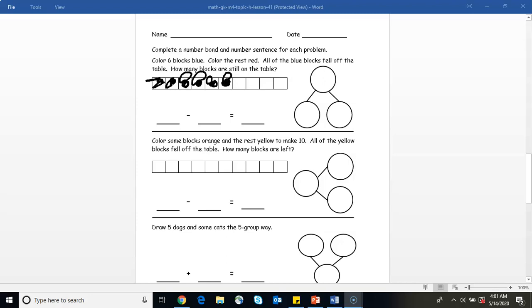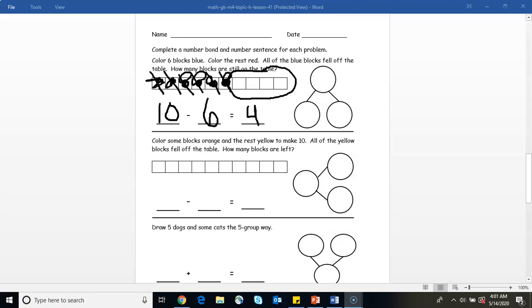So it says all of the blue, or since mine are black, all of the black blocks fell off of the table. So how many are still on the table? So if we had 10 altogether, I know that there were 10 to begin with. And then these 6 fell off. So I'm just gonna cross those out. 1, 2, 3, 4, 5, 6. Those 6 blocks are gone. They fell off the table. So I took away 6. And then how many do I have left? That's right, 4.